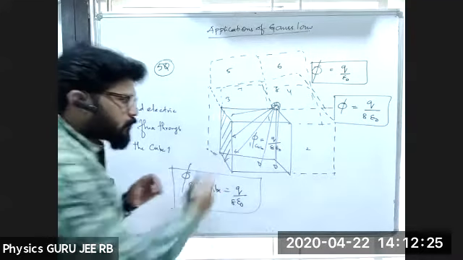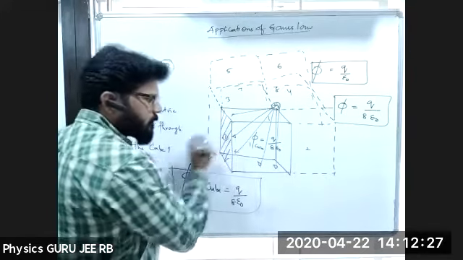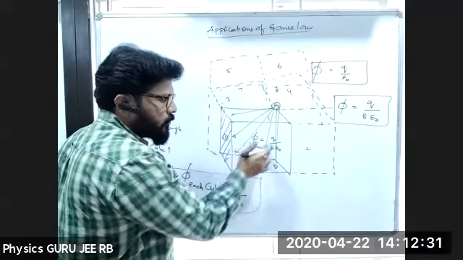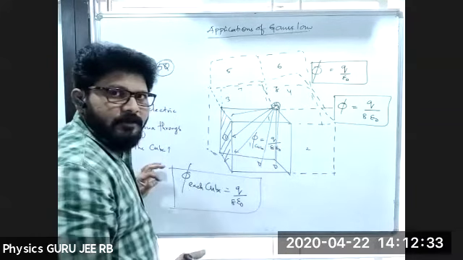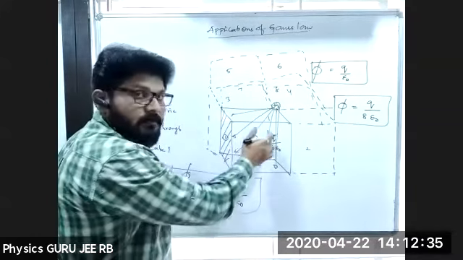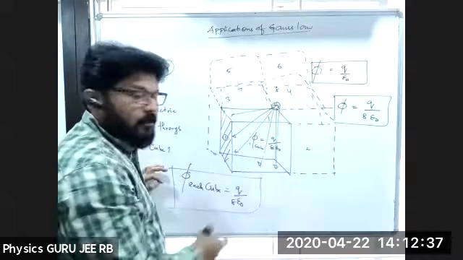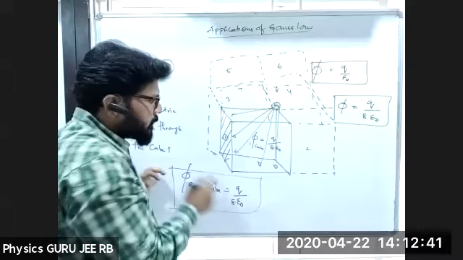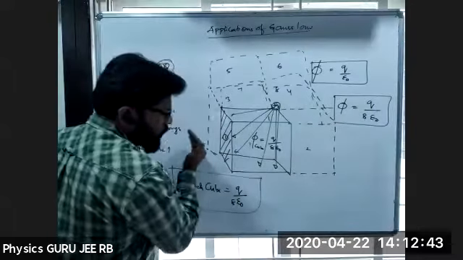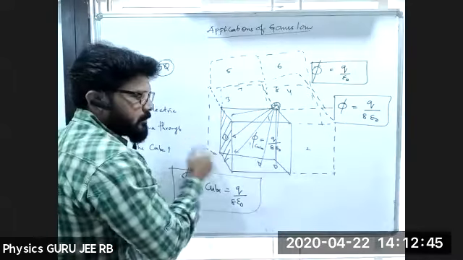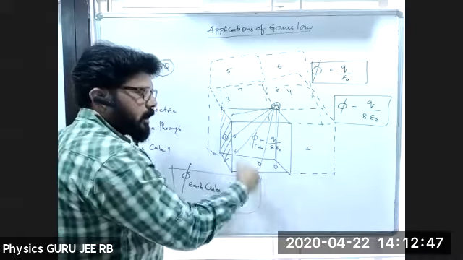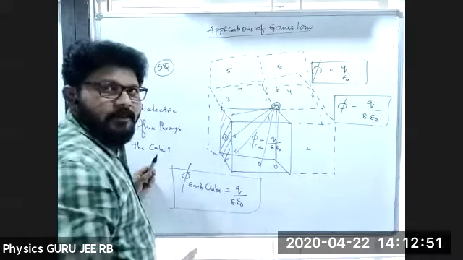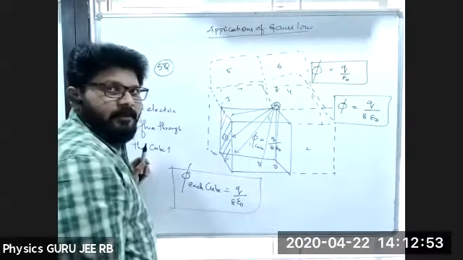Now, each cube we are getting Q by 8 epsilon naught. If we ask through this surface, only one surface, can anybody tell? Already phi cube is nothing but Q by 8 epsilon naught. This flux has to move out from the left side, downwards, and the front side. Why? Because the back side is completely covered, the right side is completely covered.